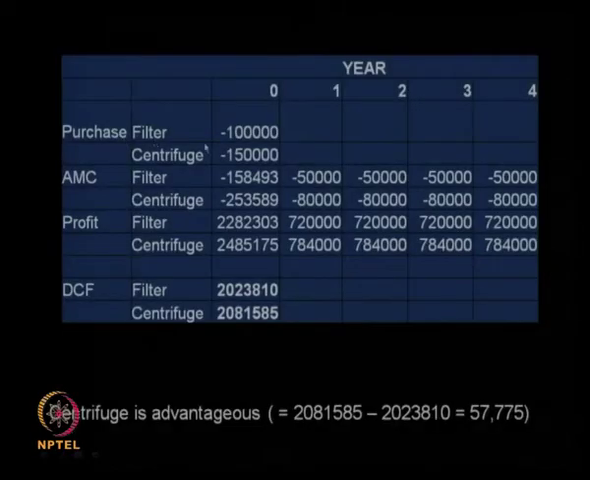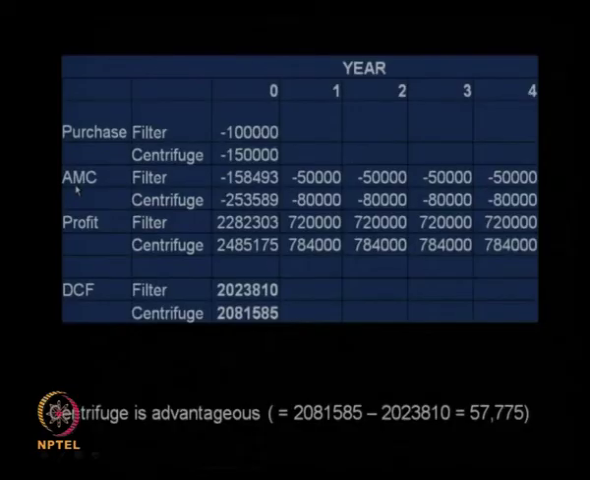If you are purchasing a filter it is 1 lakh, and if you are purchasing a centrifuge it is 1.5 lakh. We put a negative term here because we are spending when we purchase the item, and we put a positive term if it is a profit or if the cash is coming to us. It will be negative if the cash is going away from us. Now you have the annual maintenance contract. The filter will be 50,000 rupees every year and the centrifuge will be 80,000 rupees every year. That means we have to spend more in maintaining the centrifuge every year.